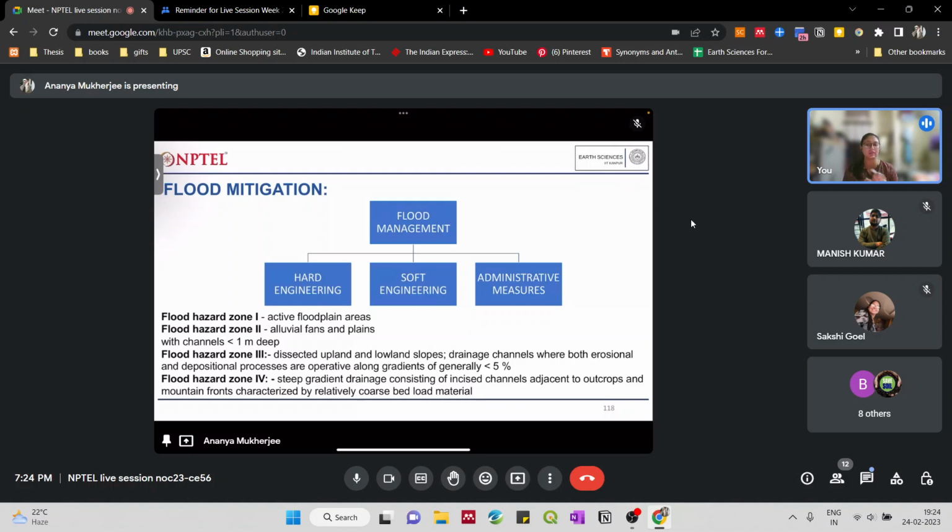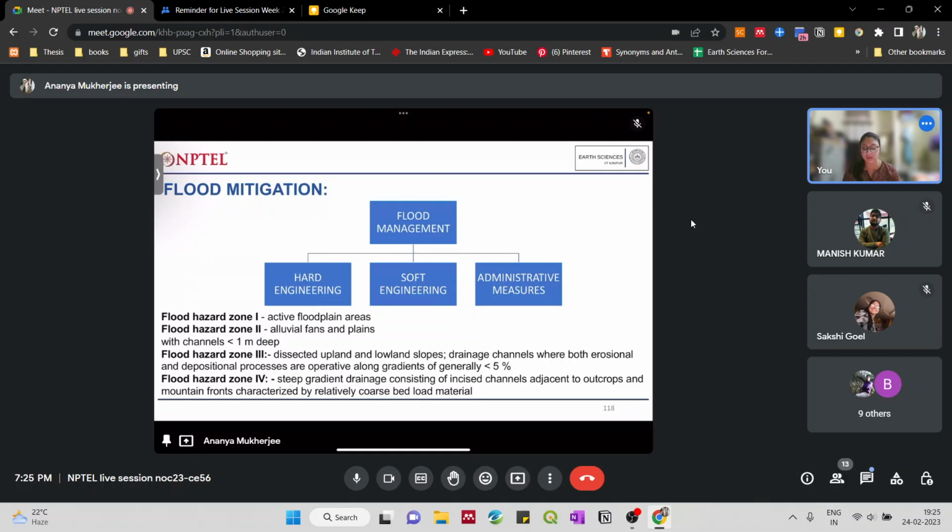Then you have flood hazard zone 4. This is where you have steep gradient drainage, where the rate of incision is also more, and you have relatively coarse bed load material present. So these are some qualitative distinctions of the different flood hazard zones.